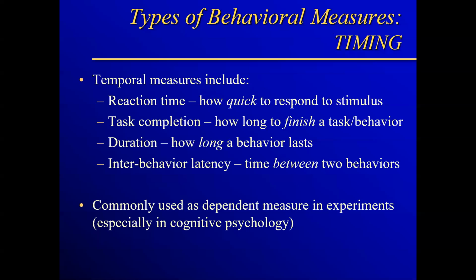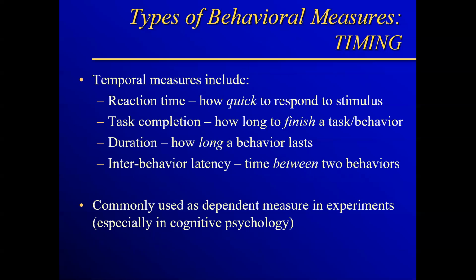Another type of behavioral measure is timing. There's a lot here, and I'm going to go over it quickly because I think they're relatively straightforward. So you can measure reaction time, how quick someone responds to a stimulus. You can measure how long it takes them to finish a behavior. You can measure how long that behavior lasts. You can measure the time between 2 behaviors. So let's say you wanted to measure smoking, and how often someone smokes.